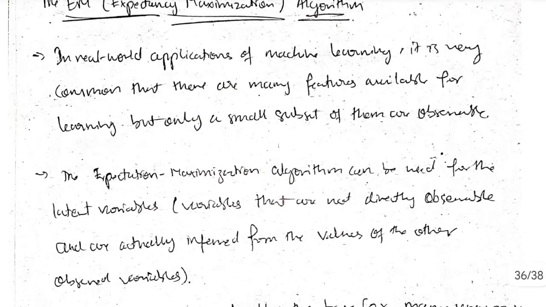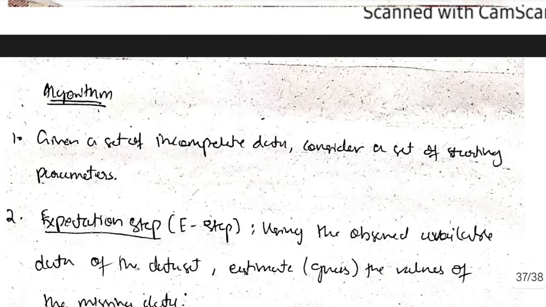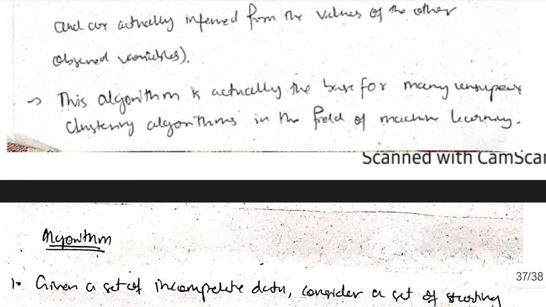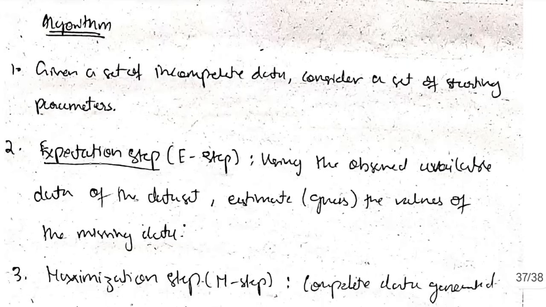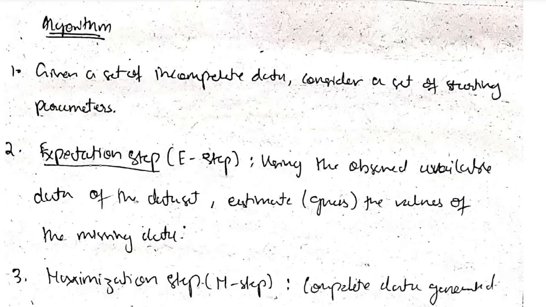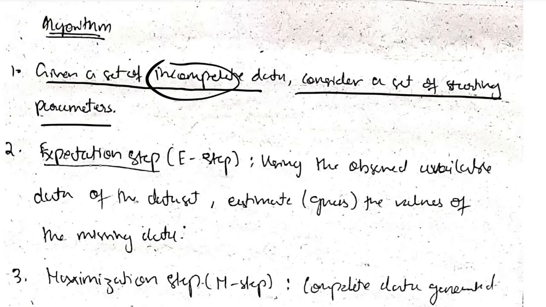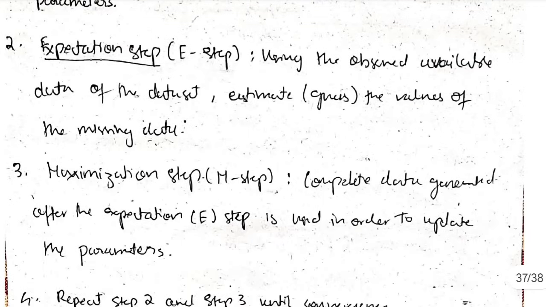In that case, we'll be using the EM algorithm. So we'll be writing the algorithm as follows. The algorithm is actually used for many unsupervised learning algorithms in the field of machine learning. For unsupervised, we will be learning this one. Okay, and the algorithm goes as follows. Given a set of incomplete data, consider a set of starting parameters. There is incomplete data given to us. Consider a set of starting parameters. Choose any parameters and consider that as starting parameters.